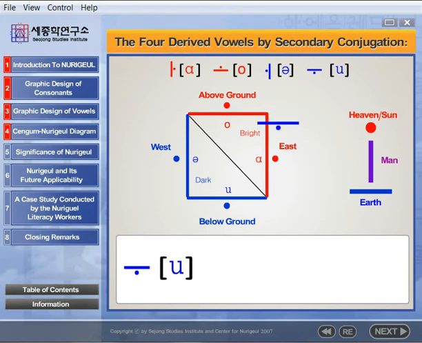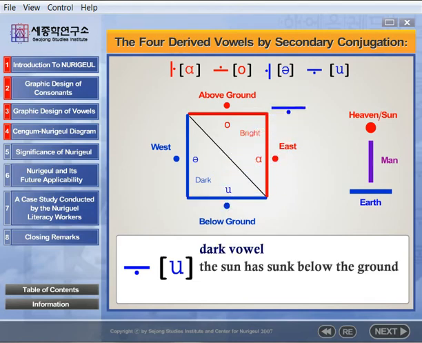And the fourth is a dark vowel. It depicts the sun has sunk below the ground. The sound is as in moon, rude, or soon.